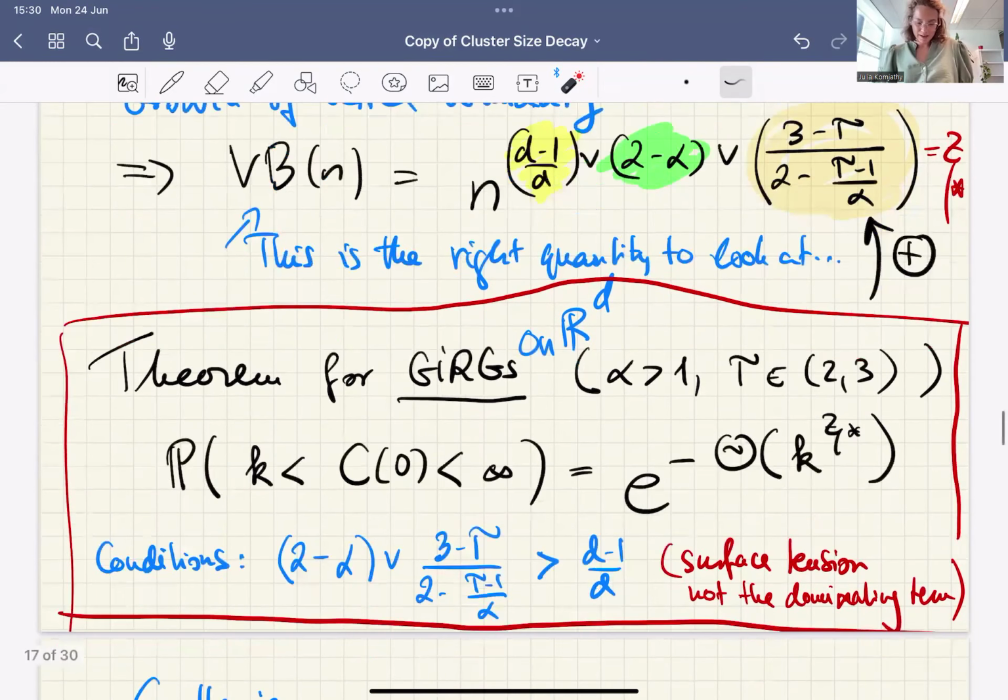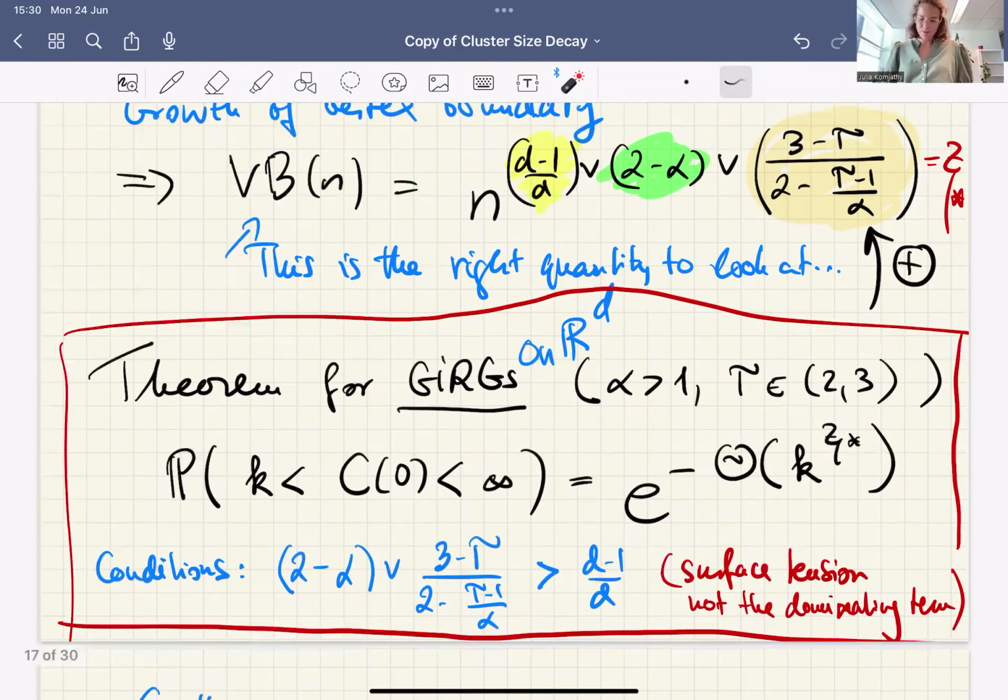Let me say that we have some conditions in proving this. For the lower bound, we can prove this for all three exponents. For the upper bound, we need that either the long edges or this inhomogeneous exponent is the dominant one. So the surface tension is not the dominating term, which is okay because we were interested anyway in inhomogeneous graphs with long edges. So it's natural to assume that at least one of them is dominant.